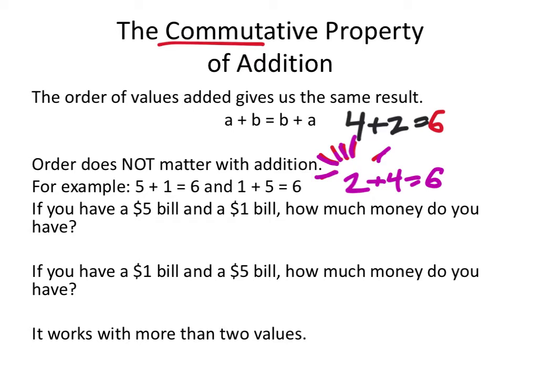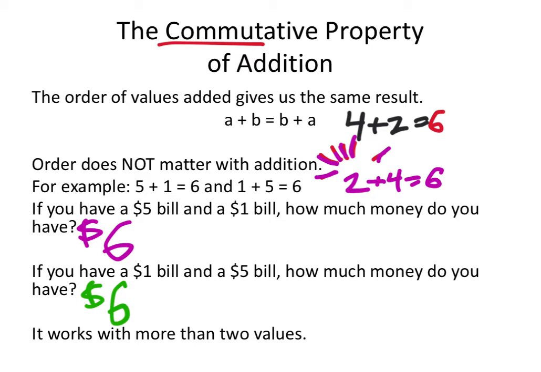Or in this example that they've given us, right? 5 plus 1 is 6. 1 plus 5 is 6. That's the same as having a $5 bill and a $1 bill. How much money do you have? Yeah, you'd have $6. Well, what if you had a $1 bill and a $5 bill? See how that's a redundancy right there, right? 1 and 5, yeah, it's still $6. So it works with more than 2 values as well. That's going to be important to know.